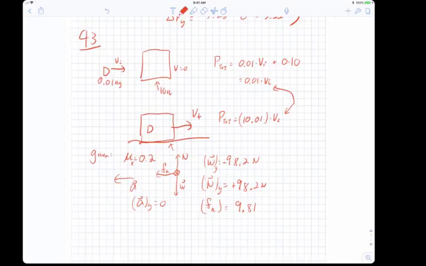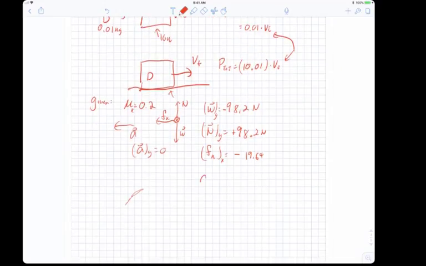Okay. So it's going to be minus this. Wait, hold on. That's not right. 98.2 times 0.2. Yeah, there you go. I don't know what I was doing. So the friction force in the x direction is going to be 19.64. And that means the acceleration in the x direction is that divided by the mass, 10.01. So it's going to be minus 1.96 meters per second squared.